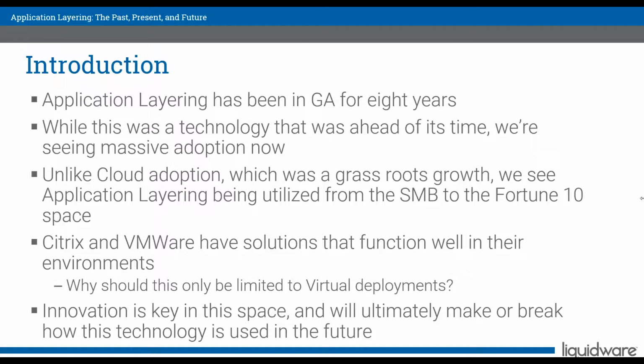And of course, the big side effect of this is we're tired of managing images. No one wants to have to manage 20 or 30 or 40 different images inside of their organization. Ideally, what we'd like to do is cut this down to a single image per operating system. And obviously, that's going to reduce your overall cost and expenses going forward. Now, unlike cloud adoption, which was really a grassroots growth, we're seeing application layering is being utilized by the SMB and the Fortune 500 base with really the Fortune 500 space carrying the bulk of this weight.